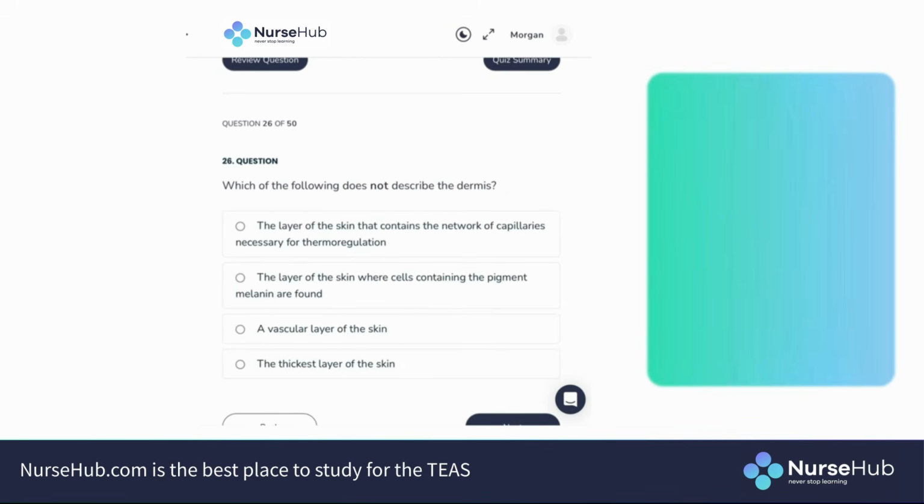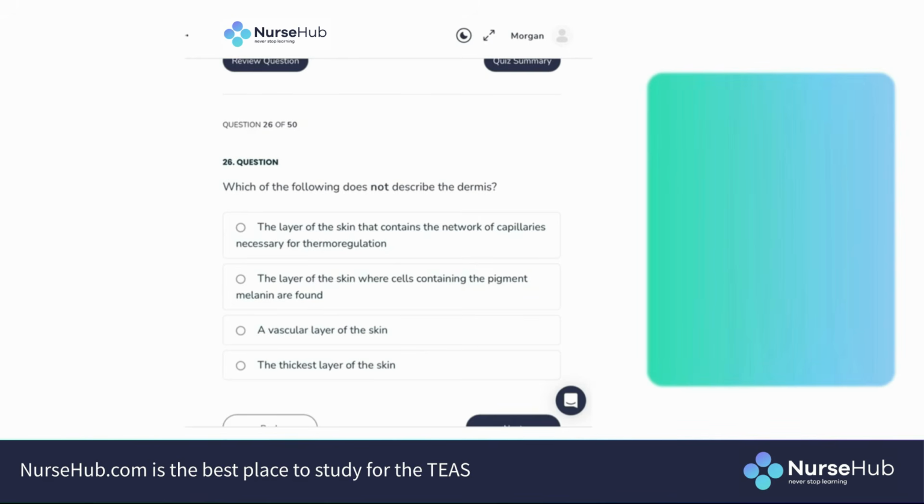All right, we've made it halfway through the test. Let's take a break here and we'll come back and answer the remaining 25 questions. All right, folks, let's jump back in here with question 26. This question is an anatomy and physiology question.